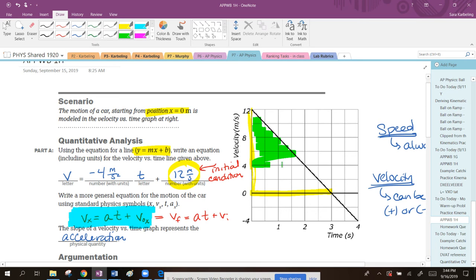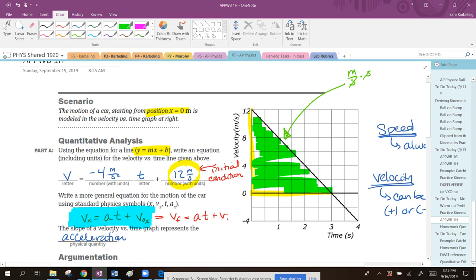Why is the area of this triangle the displacement? Can you prove to me in any way, besides the fact that the area of the triangle is 18? Well, if you multiply, keep talking. Let's look at units to start. If I multiply meters per second times seconds, the seconds are going to cancel, so I've got meters.